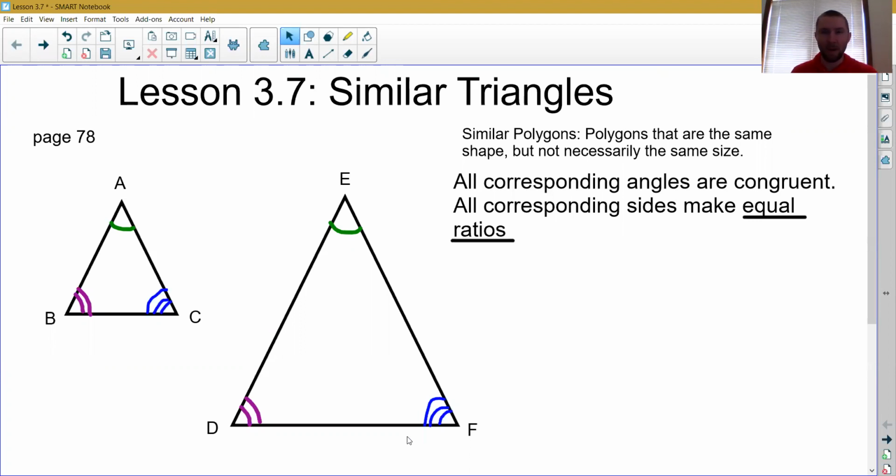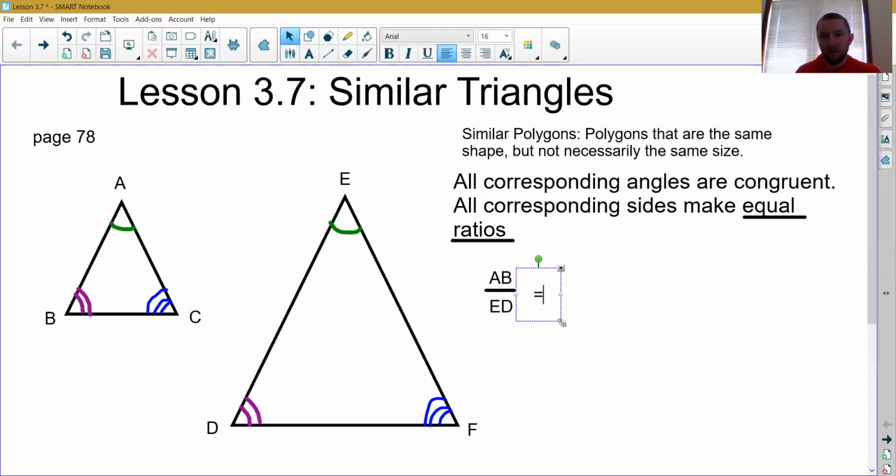Now, in the last video, we matched up our corresponding sides. In this video, we're going to make ratios or fractions out of those corresponding sides. So as an example, if I take the length of segment AB and make that into a fraction with the length of segment ED, because we know those are corresponding segments, AB, ED, those are corresponding pieces.